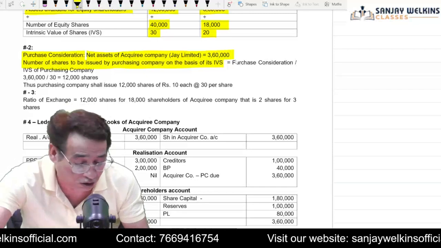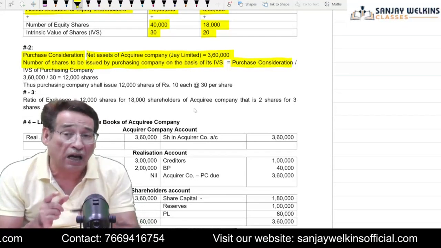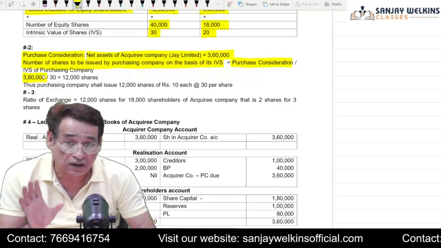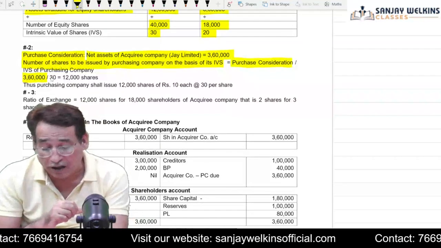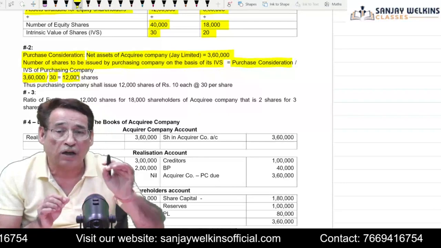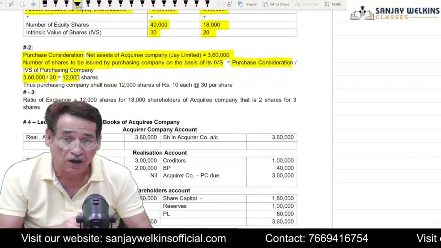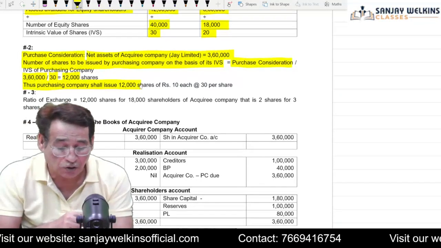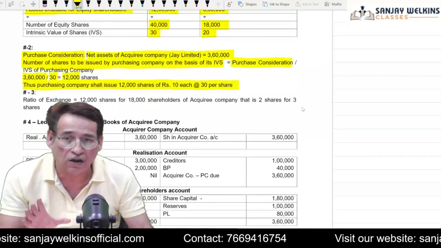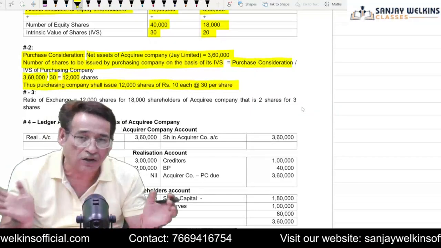So first of all, in order to know how many shares the acquirer company will issue, I will take into account the purchase consideration and divide it by the intrinsic value of my company. The amount of purchase consideration is 3,60,000 and the intrinsic value of a share of the acquirer entity is 30. So we have determined that we are going to issue 12,000 shares to discharge 3,60,000 worth of purchase consideration. Thus, the purchasing company shall issue 12,000 shares of 10 each at the rate of 30 per share.